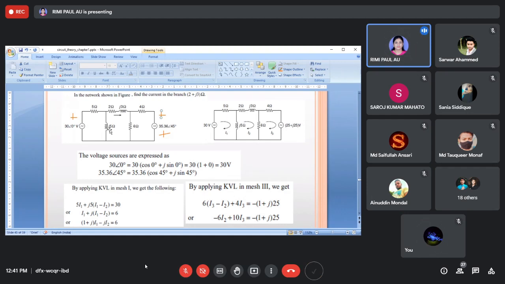So first of all, note the basic thing: in complex circuitry, what we have learned is A plus iB, right? Rectangular form, A plus iB. And from HS knowledge I am saying that A plus iB is the rectangular form. From this rectangular form we can convert to polar form, that means magnitude and angle.